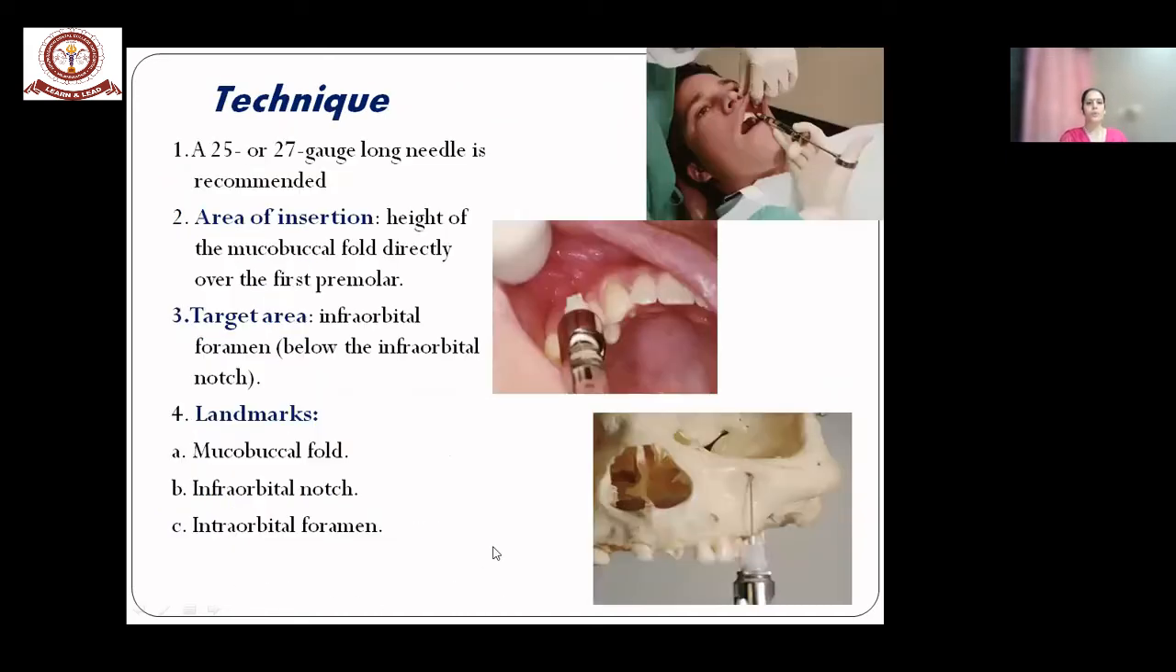So how to go about this procedure? The technique is you have to use a 25 or 27 gauge long needle. The area of insertion is the height of the mucobuccal fold directly over the first premolar, and the target area is the infraorbital foramen below the infraorbital notch. The landmarks are the mucobuccal fold, infraorbital notch, and infraorbital foramen.